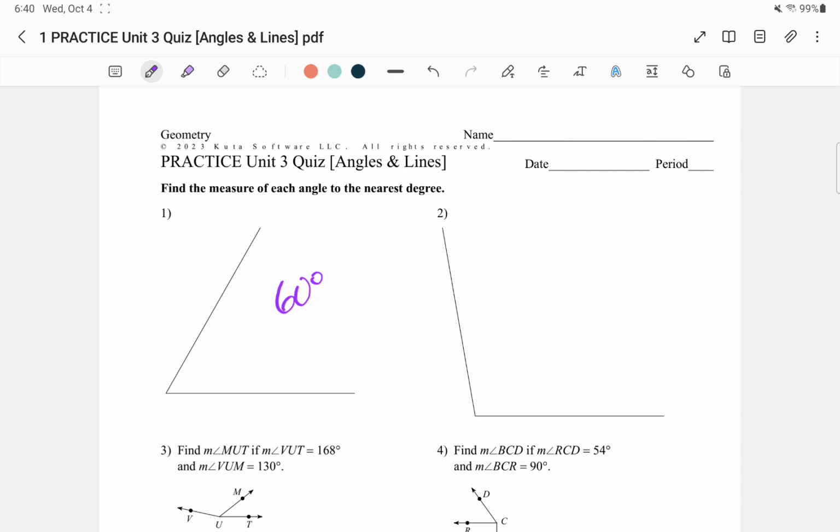For number 2, this is obtuse. So we're going to place our protractor, and we're going to use the numbers greater than 90. And that looks like it is 100 degrees.